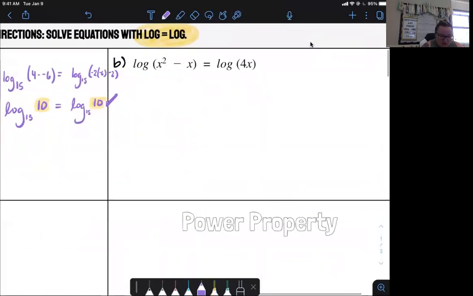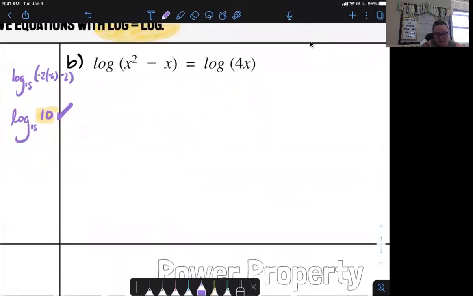All right, log of x squared minus x is equal to the log of 4x. Do these logs have the same base? Yes or no? So both of these logs are base 10, so they do have the same base. So you can take what's inside the log and set them equal to each other.